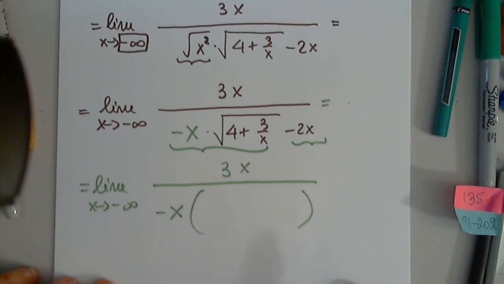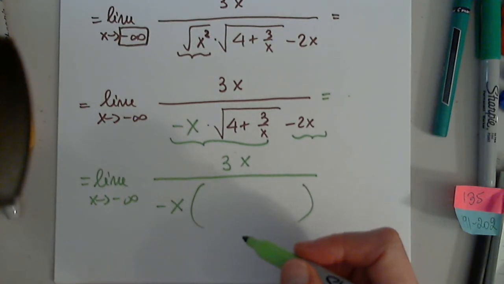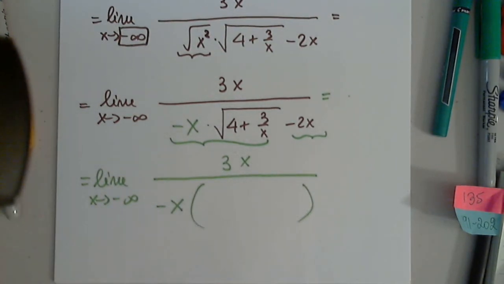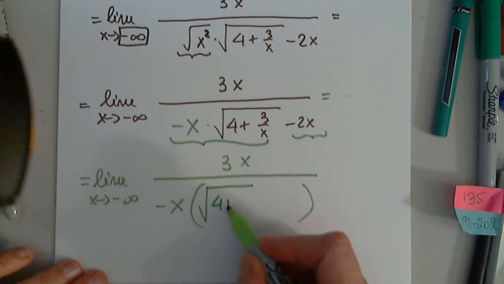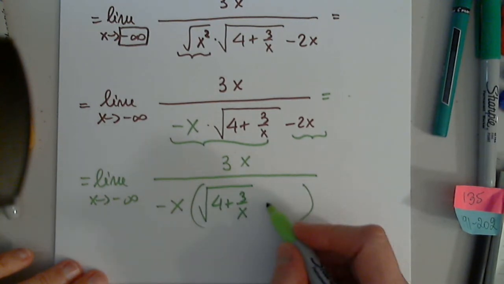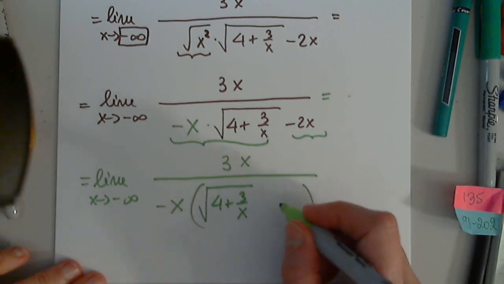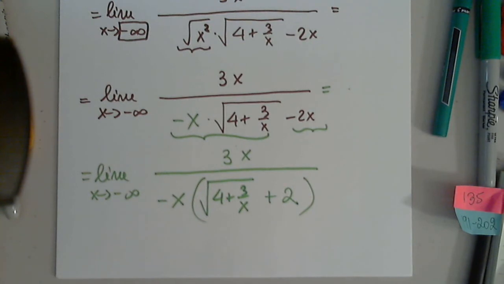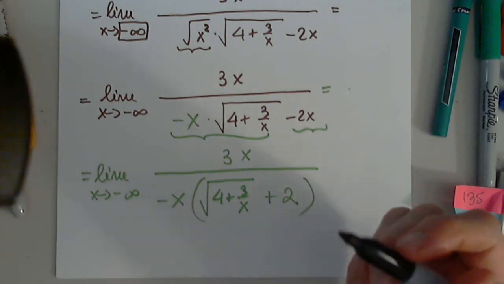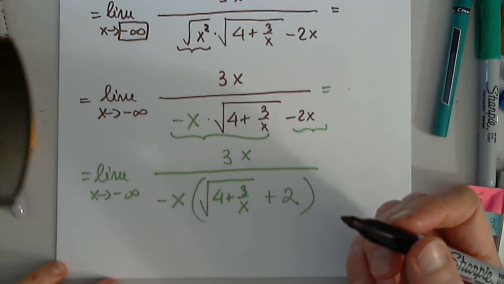What is left in parentheses? Square root of 4 plus 3 over x minus x. Minus 2. I mean plus 2. Very good. Brilliant. Thank you. Okay, I know you know what I'm going to do next. Don't torture me. Just tell me what. Cancel out one of the x's.